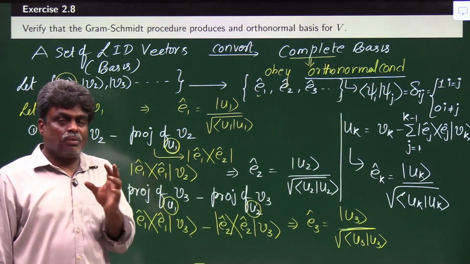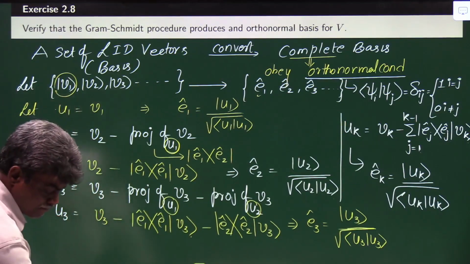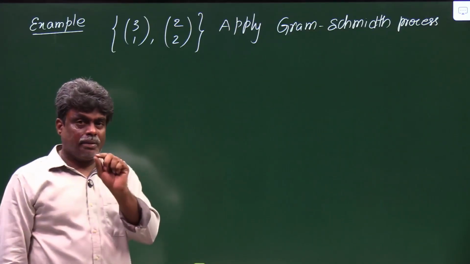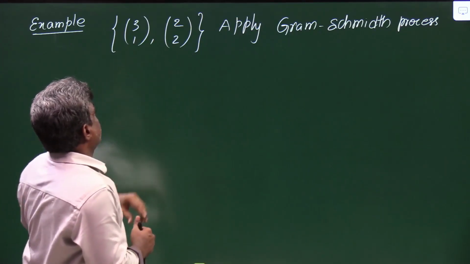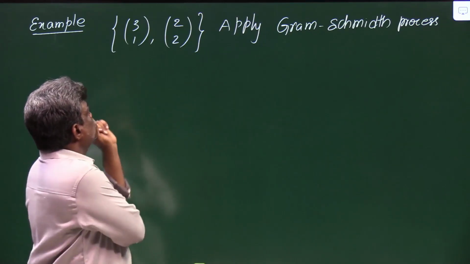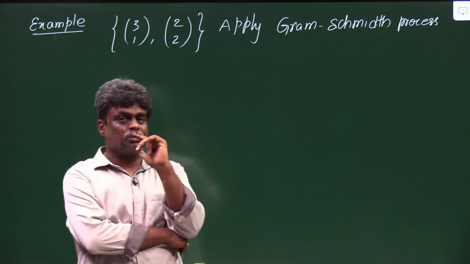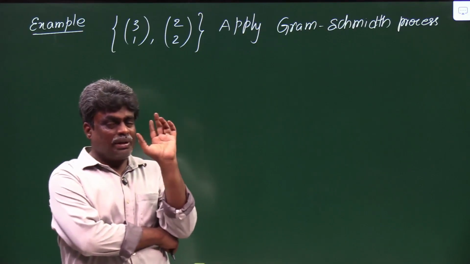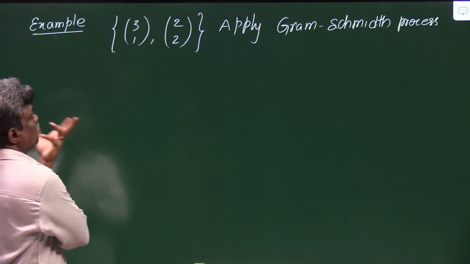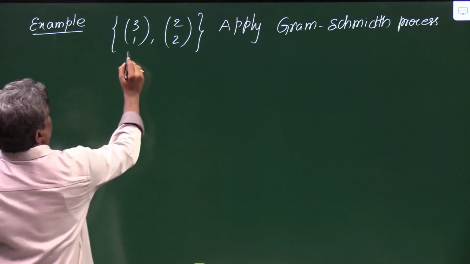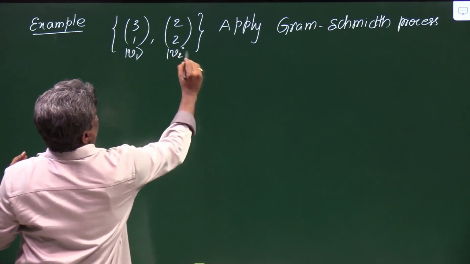Now let us consider one example for this and discuss. Now here I am taking one example to understand this method. So I have taken two vectors, 3, 1 and 2, 2. If you see carefully, if you find the inner product of those two, it is not equal to 0. So it is not a complete basis. So how to make it a complete basis? Let us suppose this is our V1 and this is our V2.